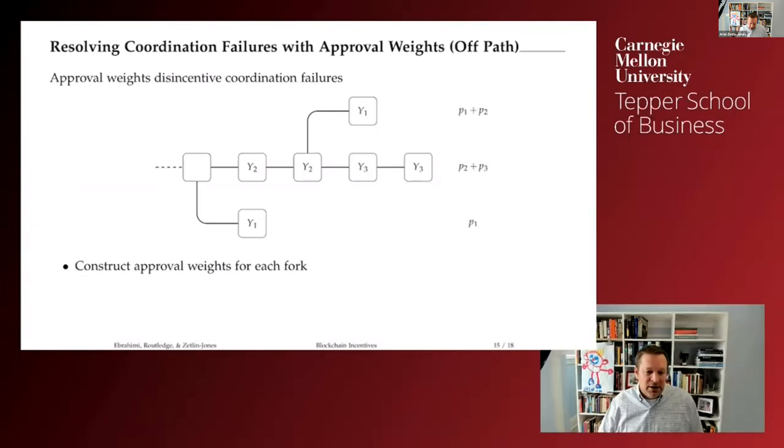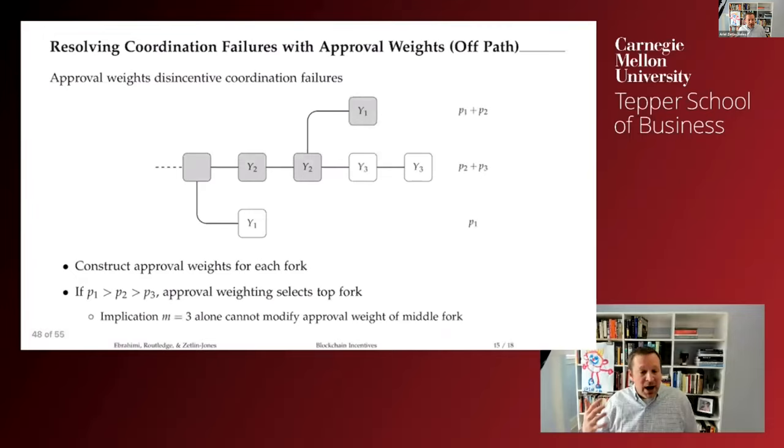So the top chain, when I go up on the top fork, has miners 2 and 1 interested in that chain, so I add their mining weights, P1 and P2. The middle is 2 and 3, I add their weights, P2 and P3. The bottom has P1. Now, what I'm going to do is direct miners to mine the chain with the highest approval weight, which in this case, if P1 is the biggest, P2's middle, will be the top fork.